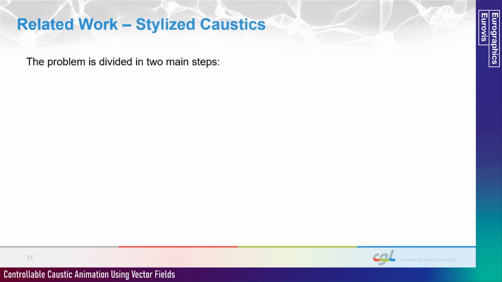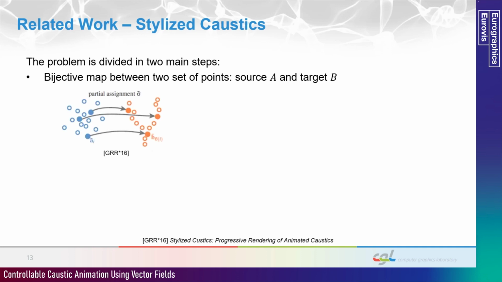The way they formulated the problem is as follows. First, their method establishes a correspondence between source points in a set A and target B, where the source points are the caustic photons previously projected into a 2D plane, and the target points are taken from importance sampling a target image. They construct a bijective map solving an assignment problem by minimizing a discrete energy that enforces both short paths between source and target positions and preservation of local neighborhoods.